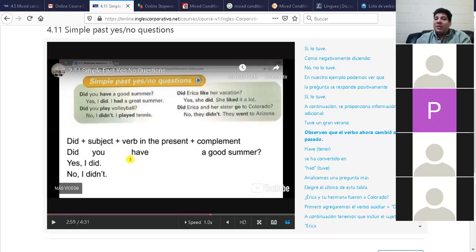So these expressions are going to help you out. Estas expresiones les van a ayudar para su complemento. Did you take a shower yesterday? Did you study last week? Did you go to work last year? We're going to go back to the groups, and you're going to ask questions. How do you say sí? Yes, I did. How do you say no? No, I didn't. All right, very good, guys.